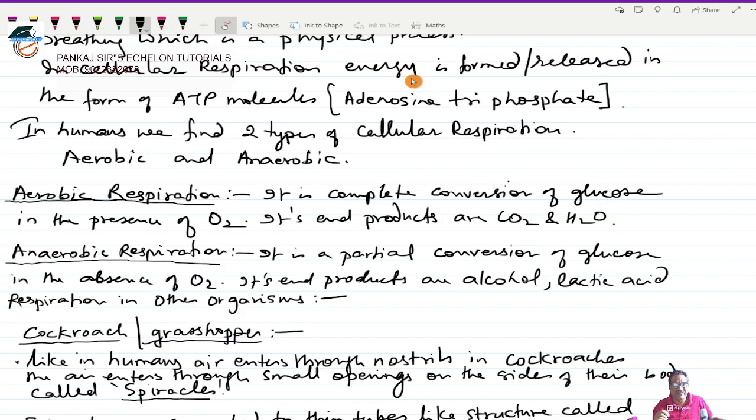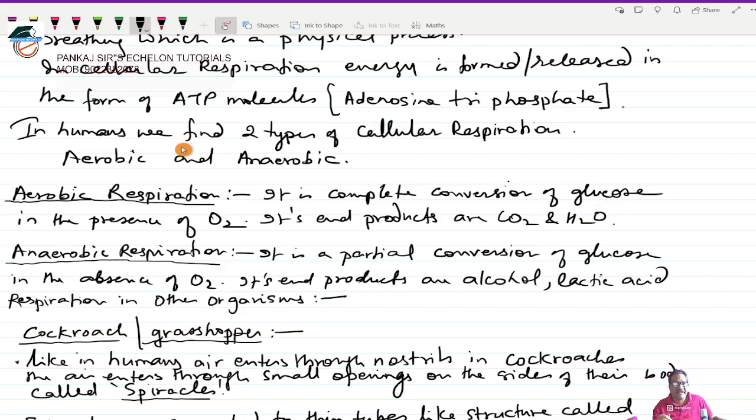The full form of ATP is adenosine triphosphate. What is the full form of ATP? It is adenosine triphosphate. ADENOSINE, TRIPHOSPHATE. So this full form you have to remember. They may ask you in the objective type of questions.